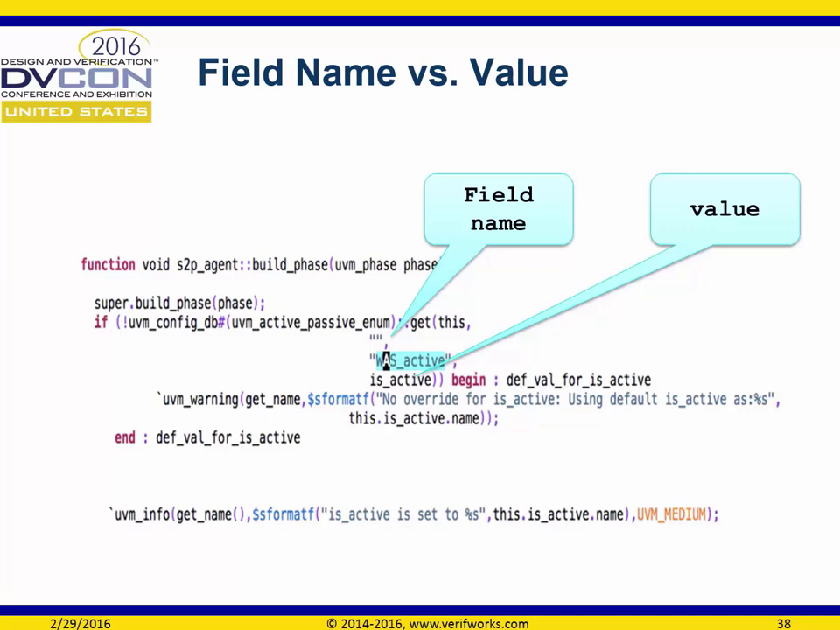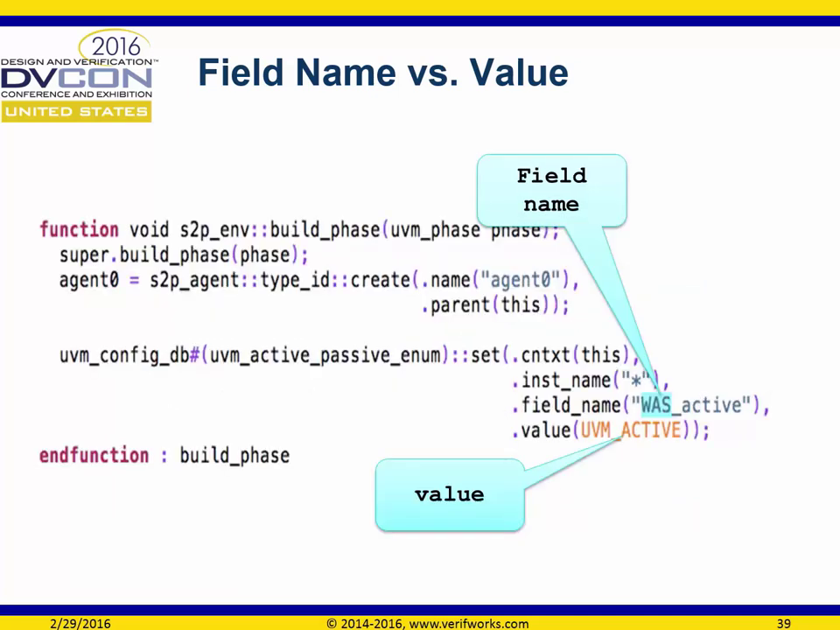Let's look at this. So you got field name versus value. What happens is during the build phase, all components attempt to get some values from the config DB. You'll find a field name was active and the actual value is the is active, if you recall from Doug's presentation earlier. And then you can have a warning for the is active bit. Usually a good idea to print at some level of verbosity what you got, so that you don't have to recompile.